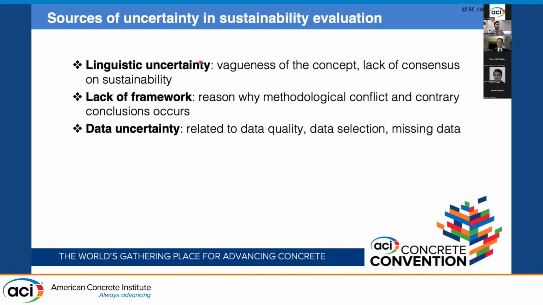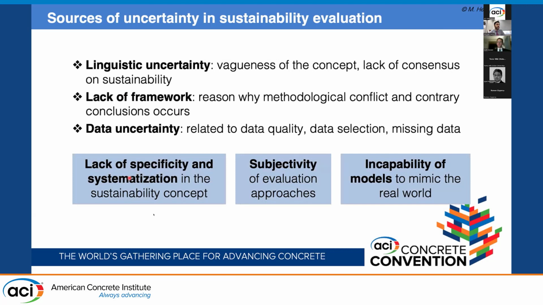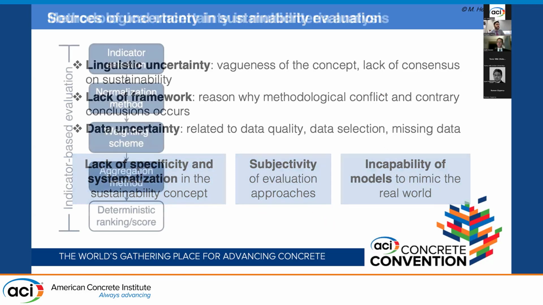Now, the reason why uncertainties arise in sustainability evaluation is, 1, linguistic uncertainty, meaning vagueness about the concept, 2, lack of a framework, and 3, data uncertainty. What this means is that there's a lack of specificity and systematization. There's some subjectivity in the evaluation approach, and so forth.